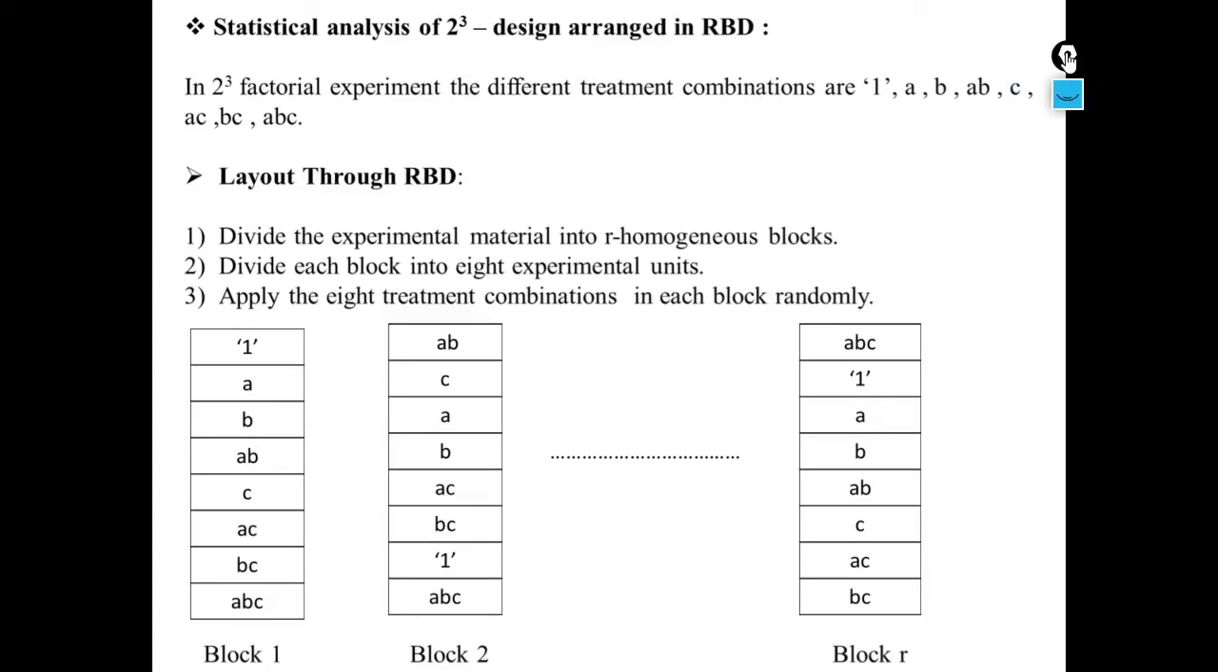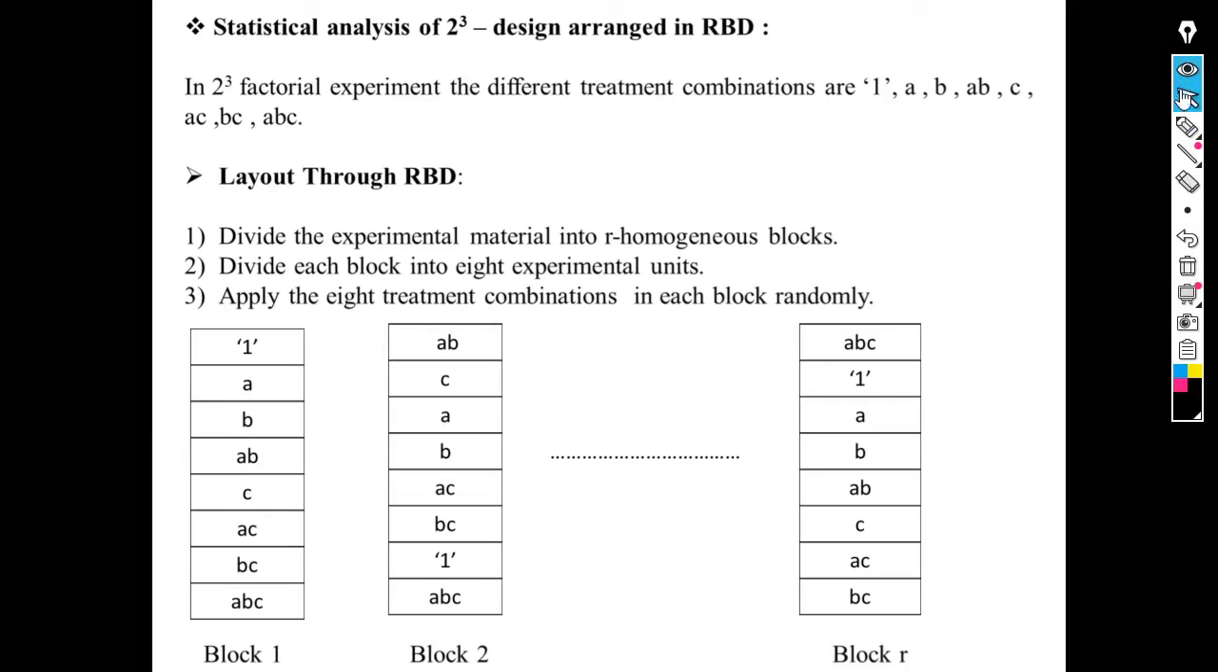Now we will discuss the layout of a 2^3 factorial design arranged in a randomized block design. In a 2^3 factorial experiment, we have 8 treatment combinations: 1, A, B, AB, C, AC, BC and ABC. What does A represent? A is nothing but factor A at the second level and factors B and C at the first level. Similarly, the other treatment combinations also represent specific meanings.